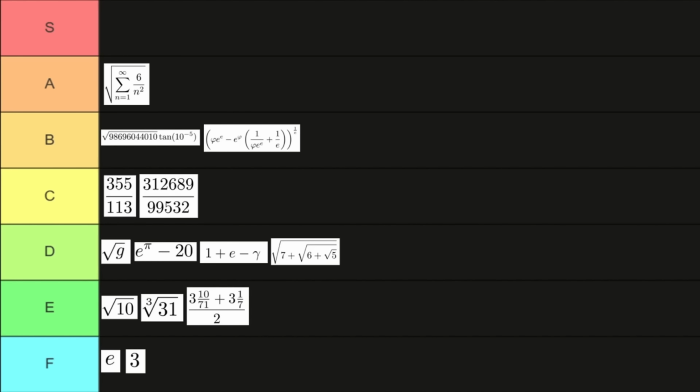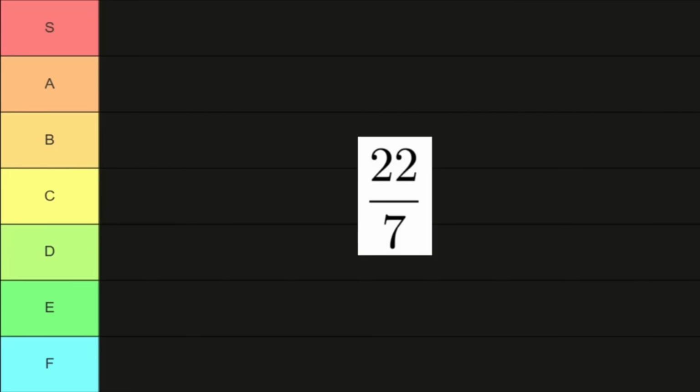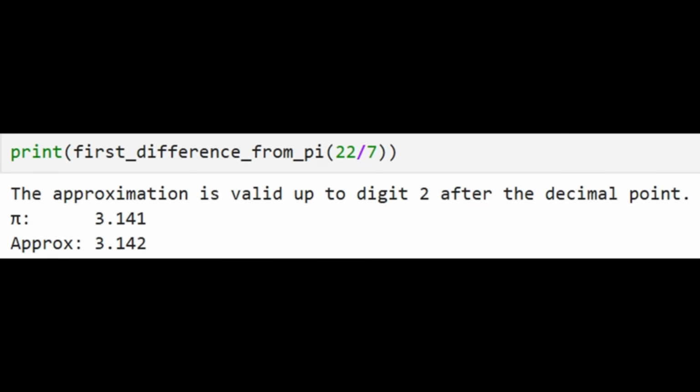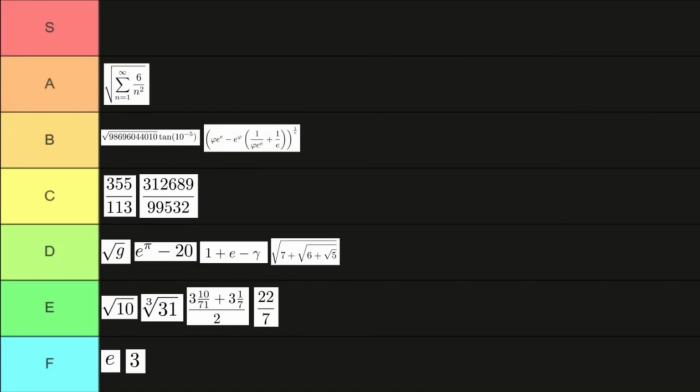Now of course, this isn't exactly an approximation of pi, but in practice, we'll never use an infinite number of terms, so I'll be including this expression and ones like it as well. This is another best rational approximation of pi, but it's not a very good approximation, E tier.